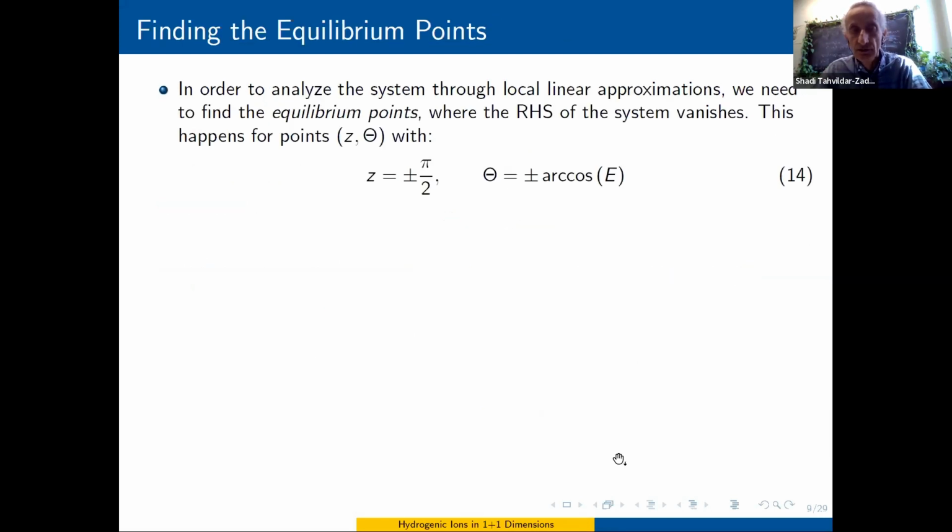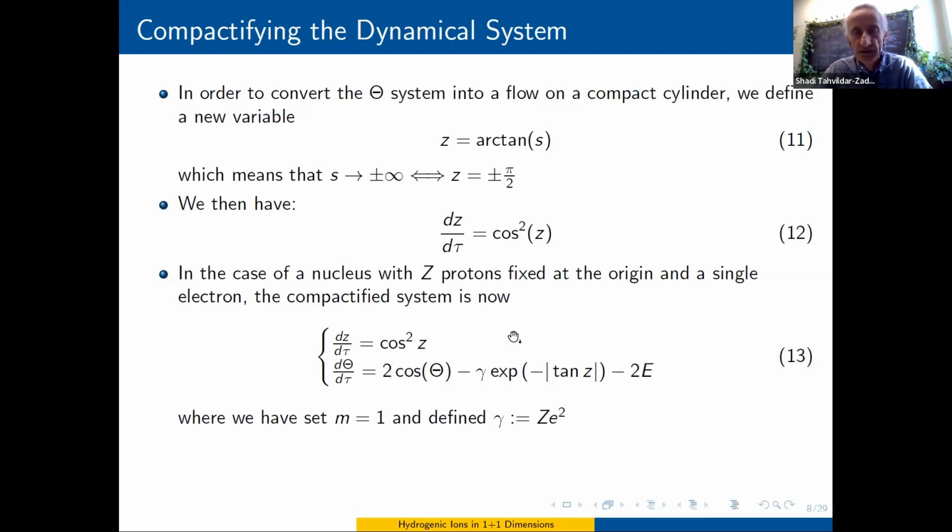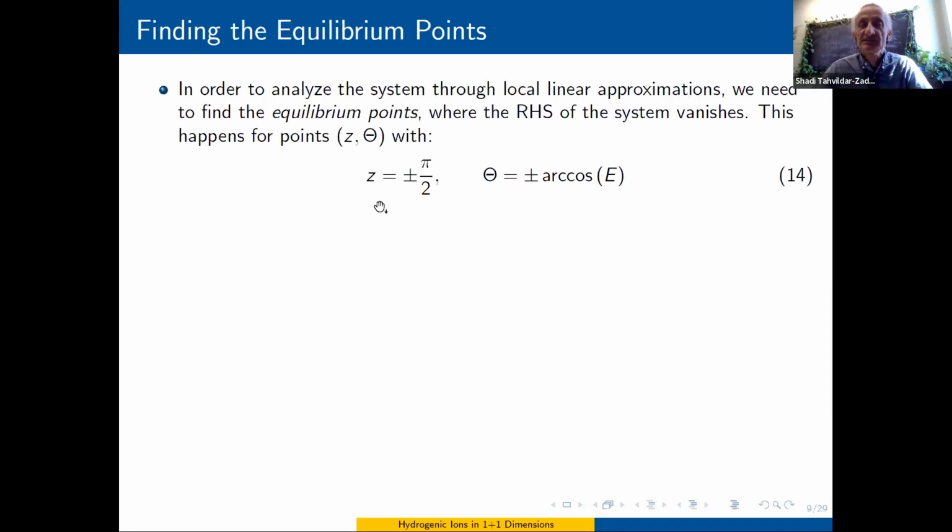Okay, good. So, well, how do you study a dynamical system? You first find out its equilibrium points. So we set the right-hand side here equal to 0. Where is cosine of Z 0? And where is this thing 0, right? So when you do that, you see that there are going to be equilibrium points when these equations are satisfied. So now this is going to depend on E because E is an unknown, right? I'm taking its arc cosine. So if absolute value of E is bigger than 1, there are no such things.